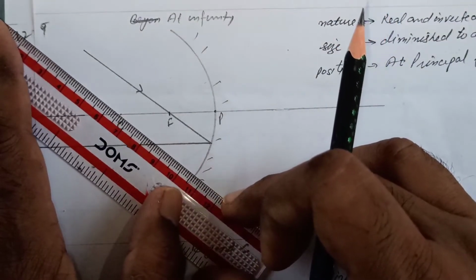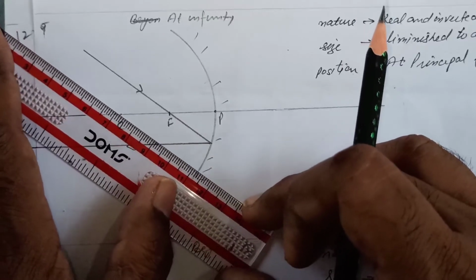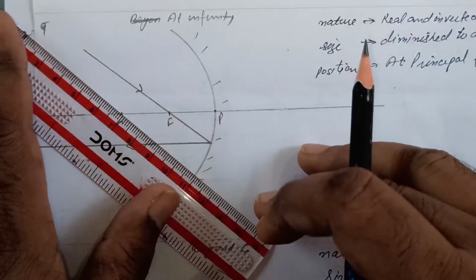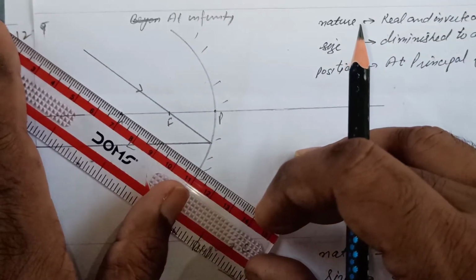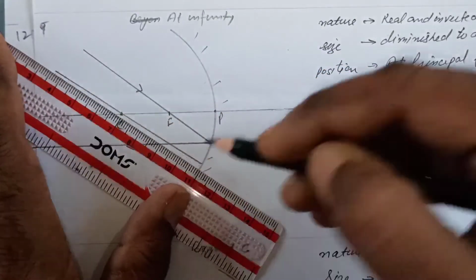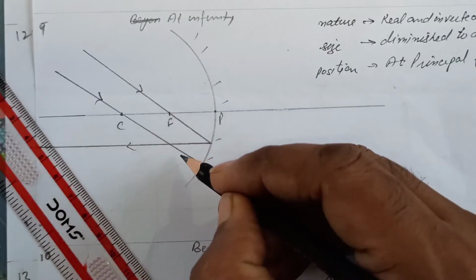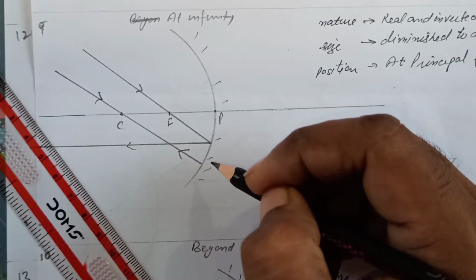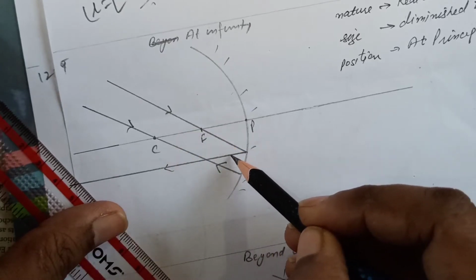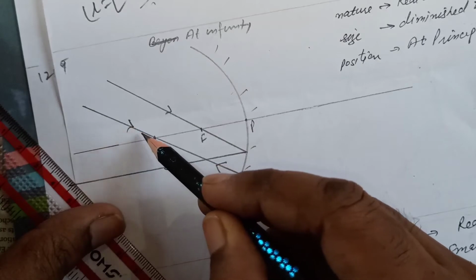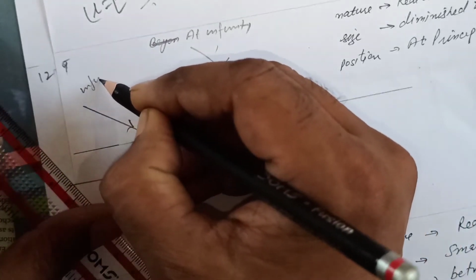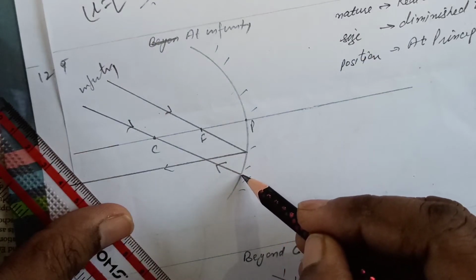Another ray I am making here, that is, rays passing through C. This ray is passing through C, and after reflection, because any ray passing through C retraces its path backward. The reflected ray which is passing through F is moving along this path, and the second incident ray is parallel to the first one. Two rays are coming from infinity, and after striking the mirror, it retraces its path.